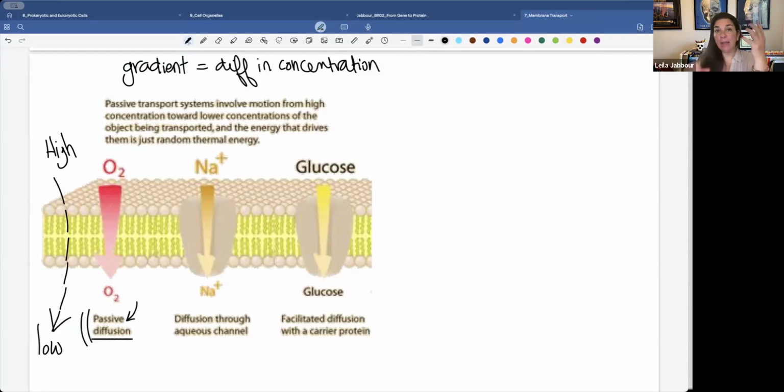And this will not happen all the way until everything is moved to the other side. No, it will stop when we have an equal number on both sides, until we reach equilibrium. That's when it slows down, and eventually it just stops. So in reality, there's constant movement back and forth, basically to keep that equilibrium going. So here, this is passive diffusion.